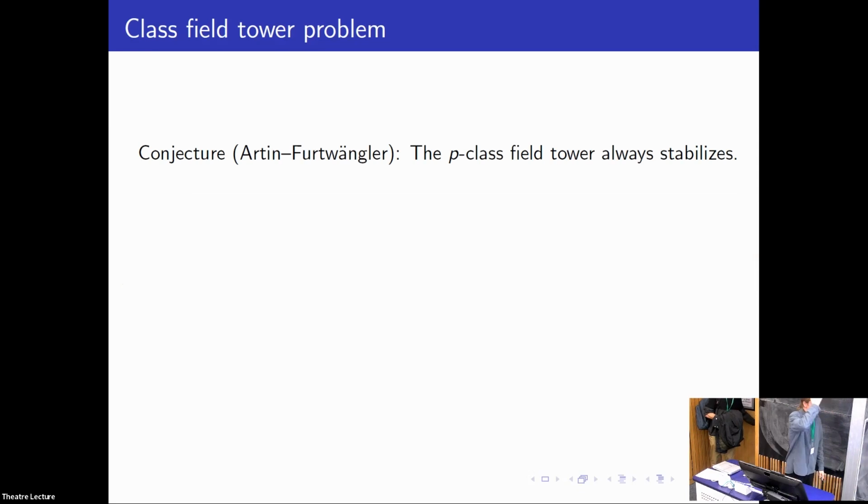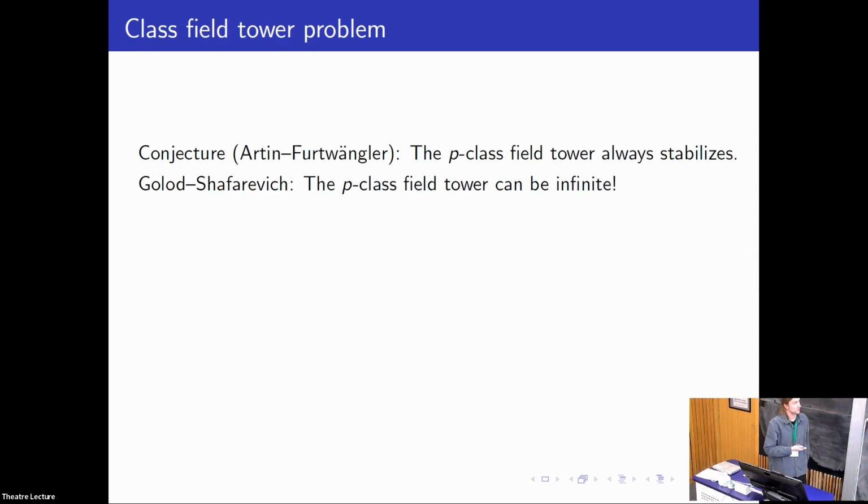So then there was this conjecture back in the 1920s, I think, by Artin and Furtwängler. They conjectured that the P class field tower always stabilizes. But then Golod-Zafarevich showed that, no, the P class field tower can be infinite. So I'll explain a bit how Golod-Zafarevich did this, and I'll then also show you the connection to Massey products.